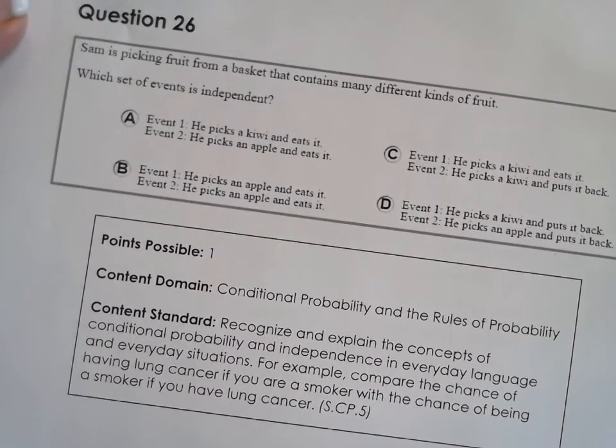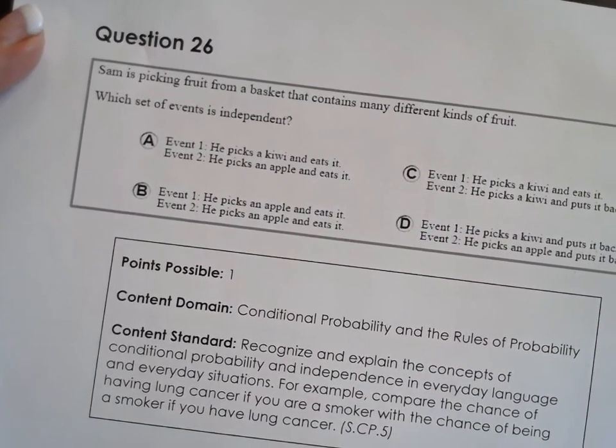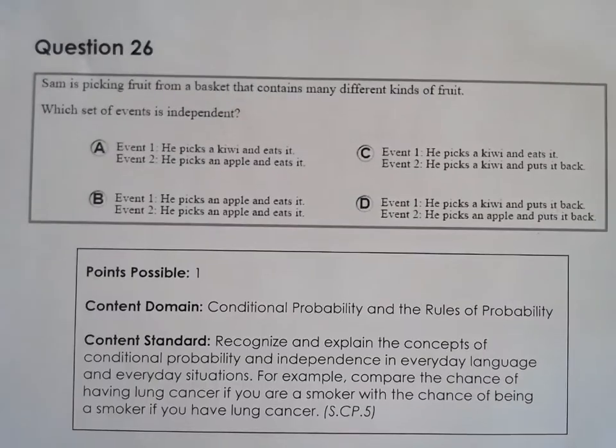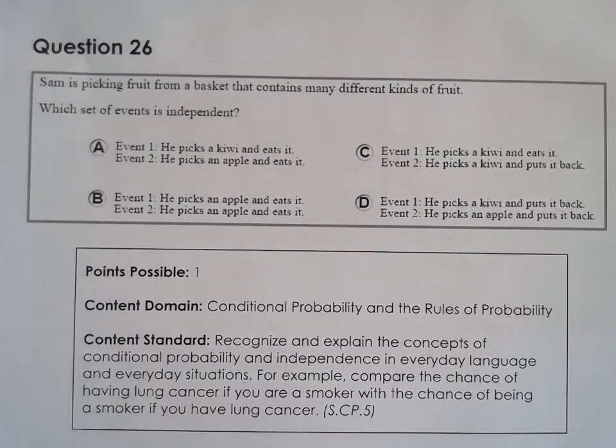All right. 26. Picking fruit from a basket that contains many different kinds of fruit. Which set of events is independent? If it's independent, what does that mean? It doesn't depend on anything else. And there's a certain word we used. If I have cards and I pick a card, and then what did you just say? Without replacement. Without replacement means you're independent.